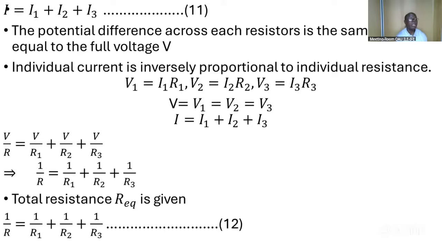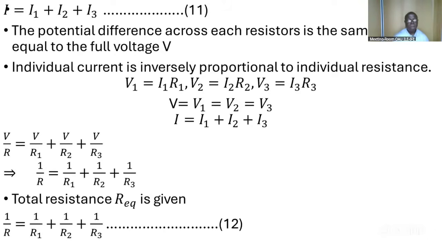So the total potential difference, that is where we are going. You can see in the series, we said the same current flows. But in this case, it is the same PD across all. So if you have R1, R2, R3 in parallel, the total PD will just be the same. V is equal to V1, is equal to V2, is equal to V3. But don't forget, we said I is equal to the sum, I1 plus I2 plus I3.